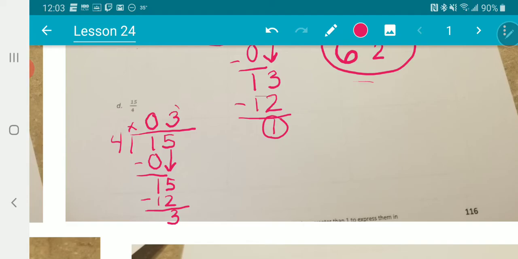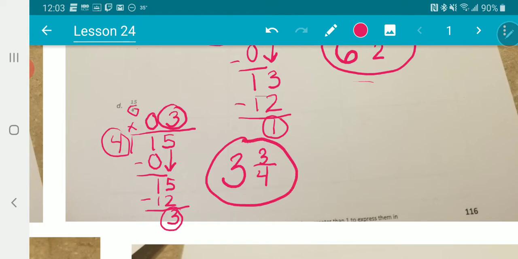Okay, so the number that's on the top of your house becomes your whole number. Whatever is your remainder becomes your numerator, and your denominator stays the same. It's still 4. And that is your answer.